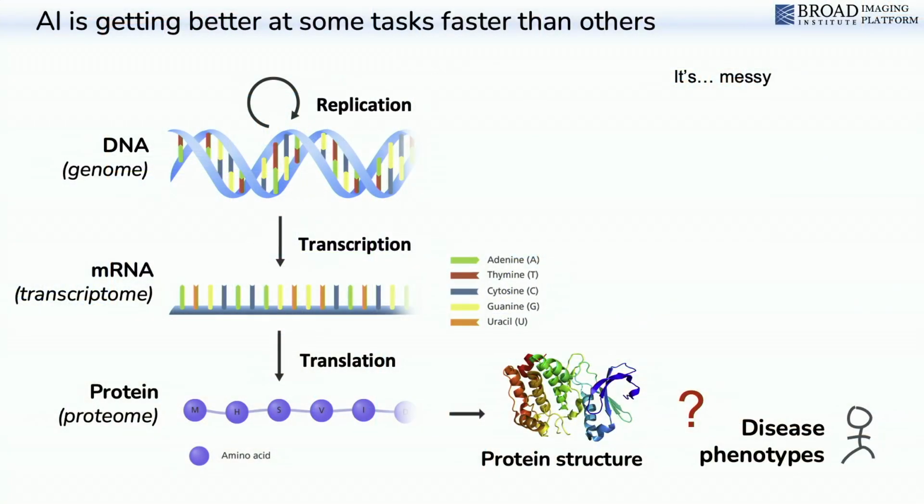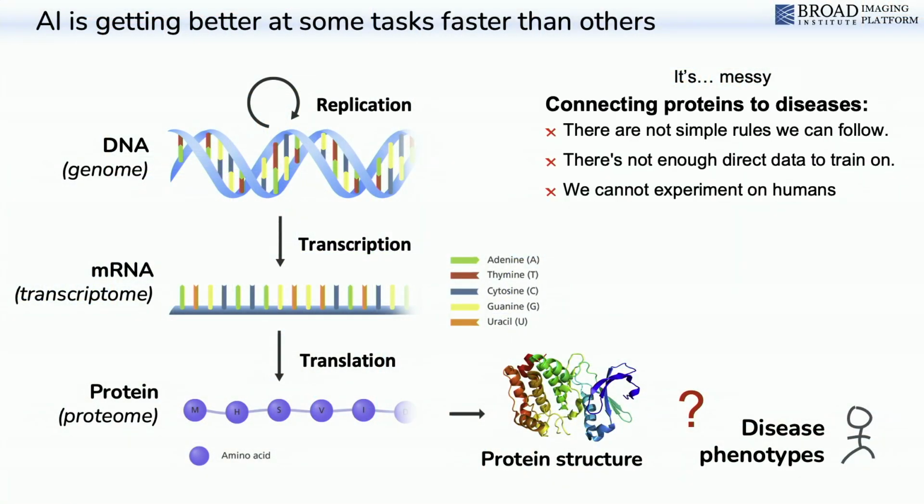Okay, so that's all great. We can predict a lot of things, but this is where it falls apart. How do we get from there to curing things? And it's messy because there's no simple rules we can follow to try to connect proteins to diseases. There's not enough direct data that we can train on, and we just can't experiment on humans, at least outside of very small constrained clinical trials.